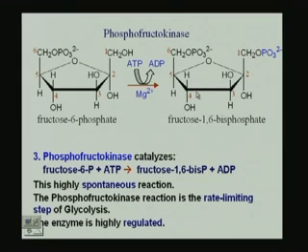How many carbons do we have here? 6. Glucose has 6 carbons. We have 1, 2, 3, 4, 5, 6. What is going to happen now is, in the next step, first there is ring opening. Then the 6-membered ring is going to break down into 2 3-membered rings.